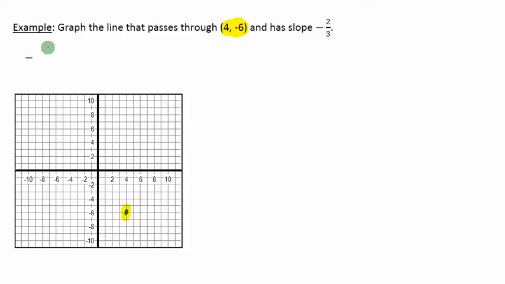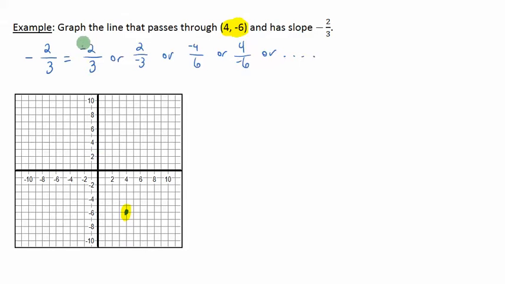Now, -2/3, that ratio can be written lots of different ways. It could be -2 over +3, so our rise would be -2 and our run would be +3. Or it could be +2 over -3. Or it could be -4 over +6, or +4 over -6, or on forever. You can come up with all sorts of different ways to write that ratio. Okay? So I've got a point, so let's use my rise and run to get other points on the line.